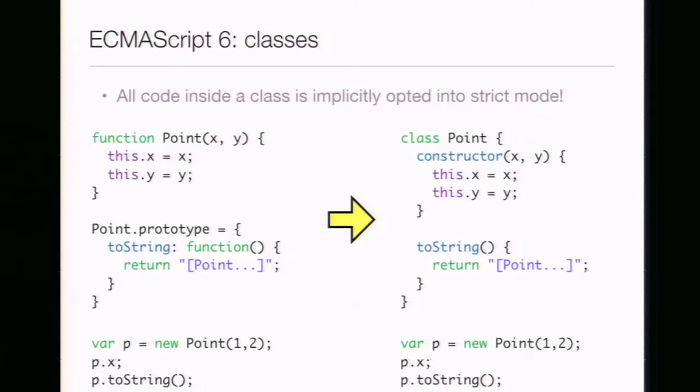There's another benefit, which is that in ECMAScript 6, all the methods, or all the code that you write as part of a class definition, is implicitly opted into strict mode. So you don't have to manually add that opt-in into strict mode. If you use classes, you are in the sane mode of JavaScript, let's say. Okay.